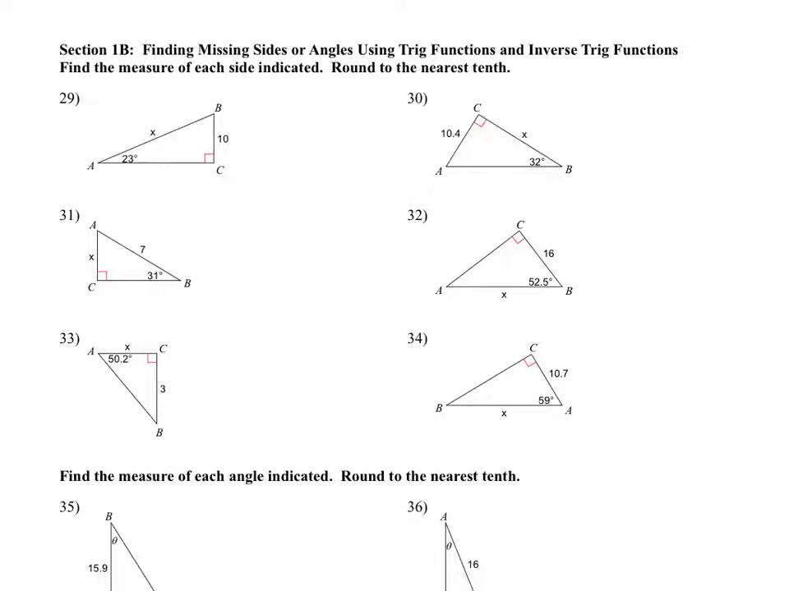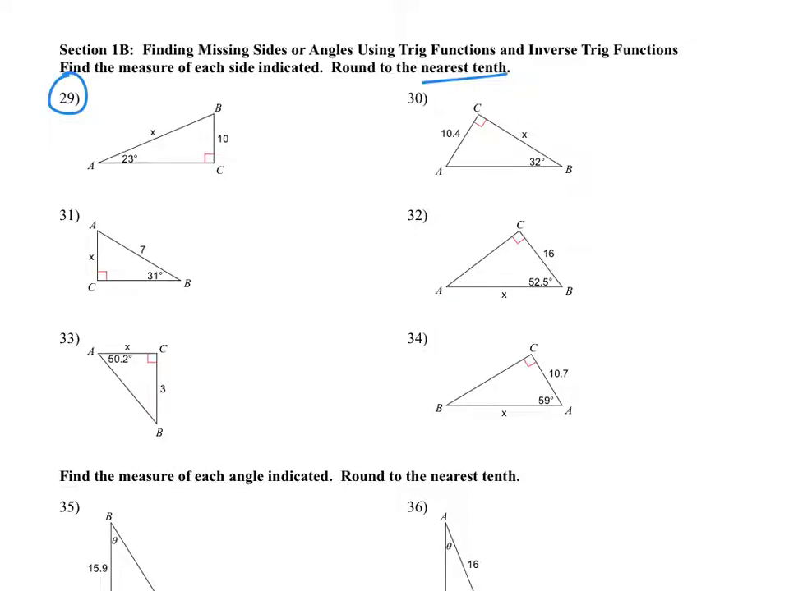Let's go over to number 29. And now we're going to apply. We're trying to find, they label one side x, and we're given an angle and one side. So you're going to use trig functions to find x, and we're going to round to the nearest tenth.